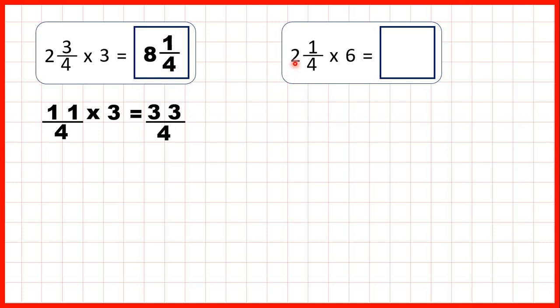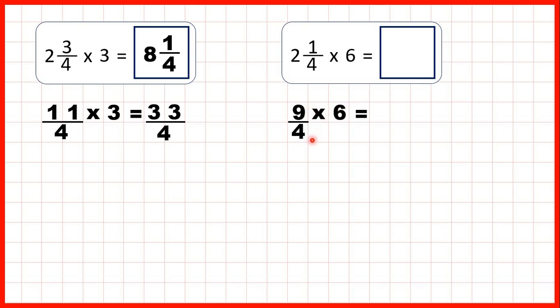Now we have 2 1/4 times 6. Again, we can change 2 1/4 into an improper fraction. 2 times 4 is 8, plus 1 is 9, so that's 9/4 as an improper fraction. We're multiplying by 6, so we remember that we only multiply the numerator by 6.